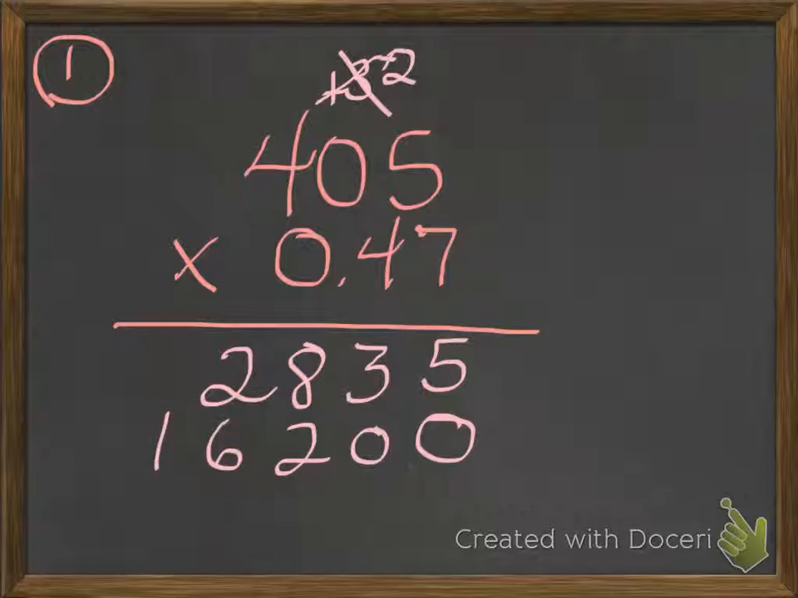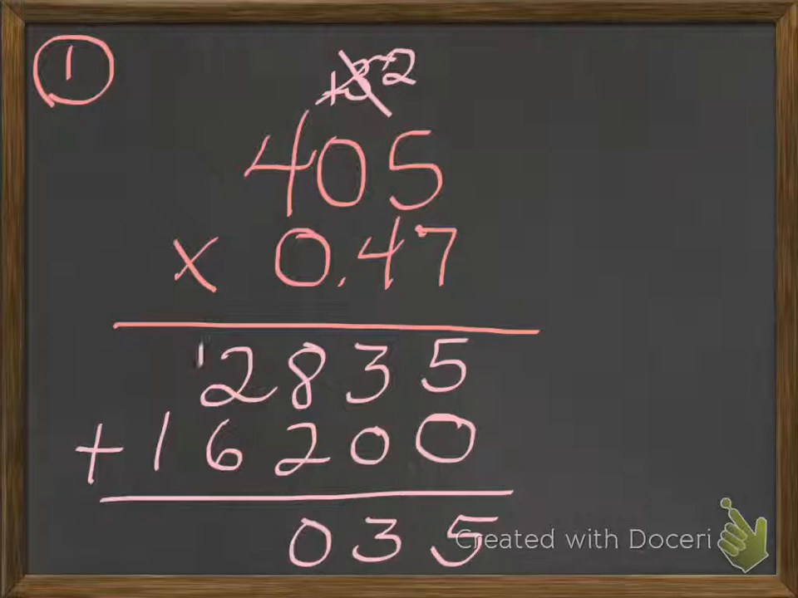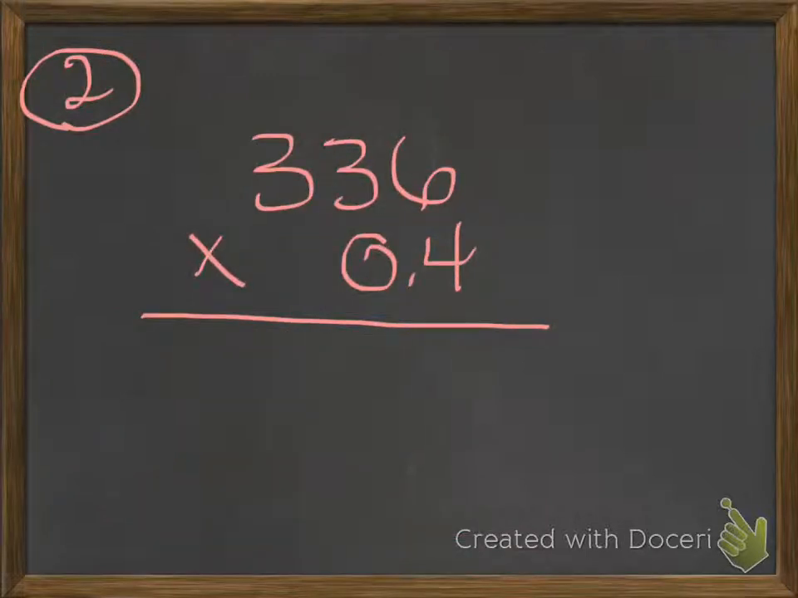Our next digit to multiply is 0. Remember, anything times 0 is 0, so I don't need to do that one. But I do need to add up my partial products here. 5 plus 0 is 5. 3 plus 0 is 3. 8 plus 2 is 10. 2 plus 1 is 3, plus 6 is 9. And then 1 plus nothing is 1. I count how many digits are behind a decimal point, and there are 2. So I count 1, 2 places over, and put my decimal point in my answer. 190.35. Number 2, 336 times 0.4.